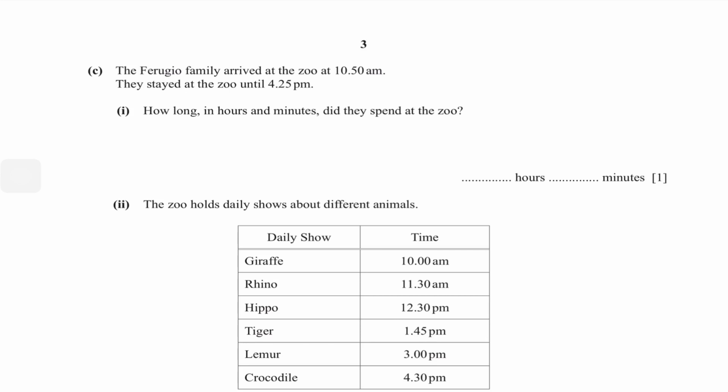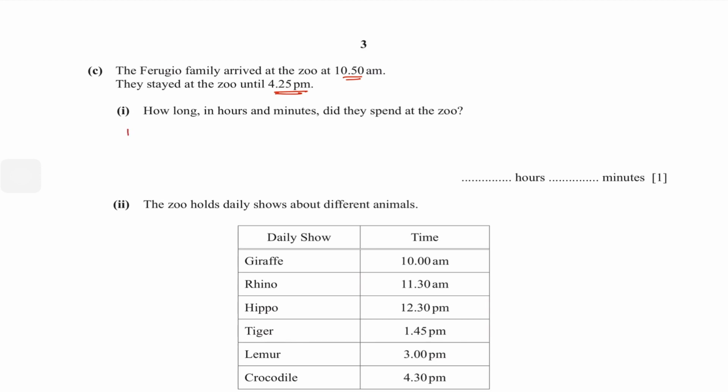Okay, so theoretically, we'll have to subtract the time at which they left, and from this we'll have to subtract the time at which they arrived. But straight away the problem is that one of them is in PM and the other is in AM. So the first thing we'll have to do is convert both of them into 24 hours, just so that subtraction is easy for us.